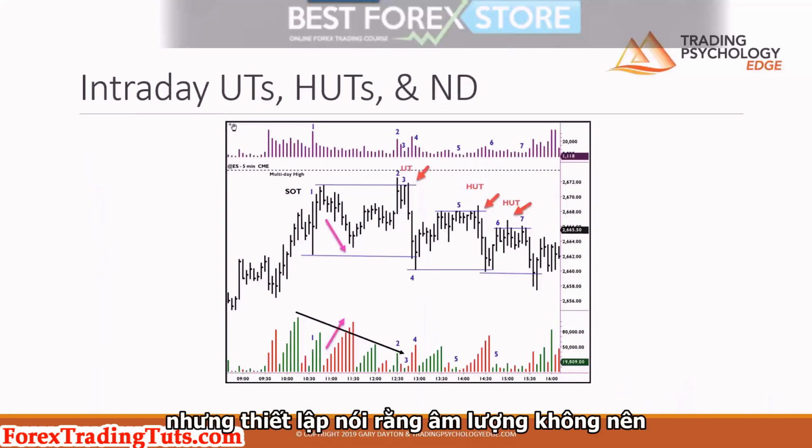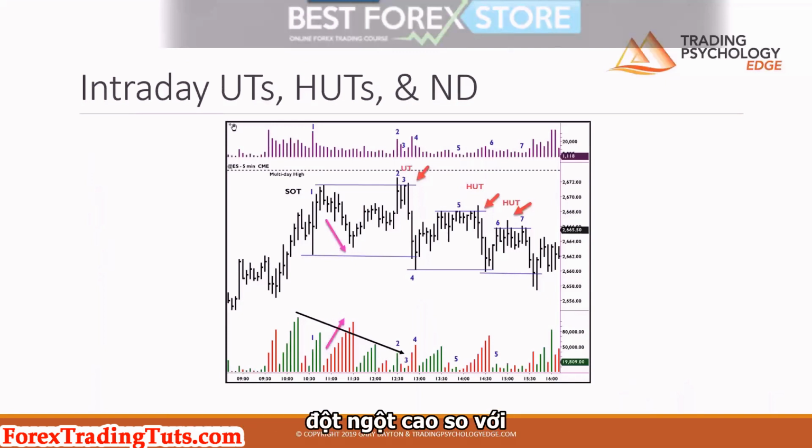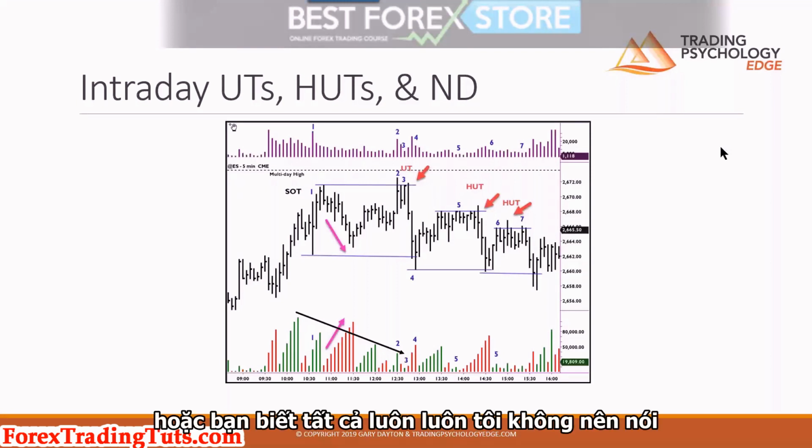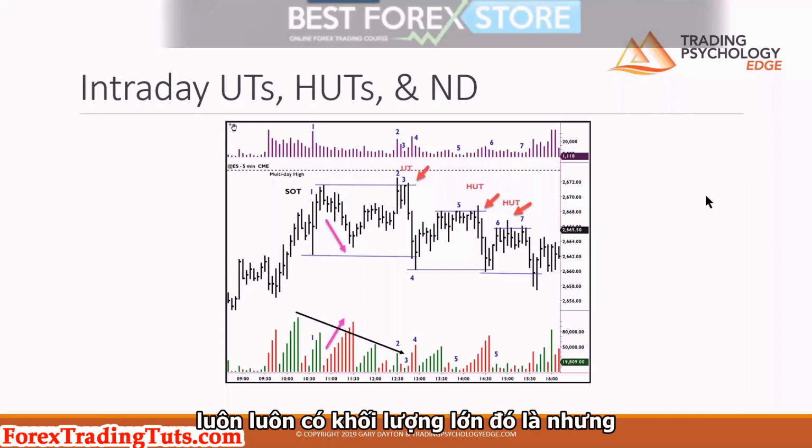Setup says that volume should not be abruptly high as compared to the previous two bars. That's correct. You will make an exception for the US Open, because there's always sudden high volume there. Okay, let's keep going.